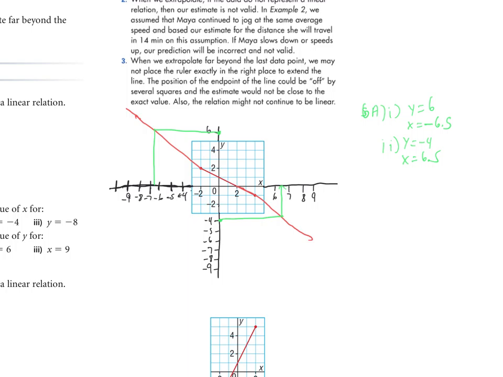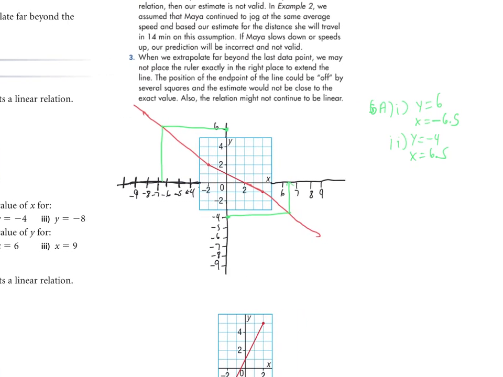And then the third one is negative 8. When y equals negative 8, which is right here. Now, I might need to extend this line even further down, okay. So this one here, 8 comes across to here and comes back up to here. So that was probably going to be at least another 2 past. So I'm going to say x equals 11.